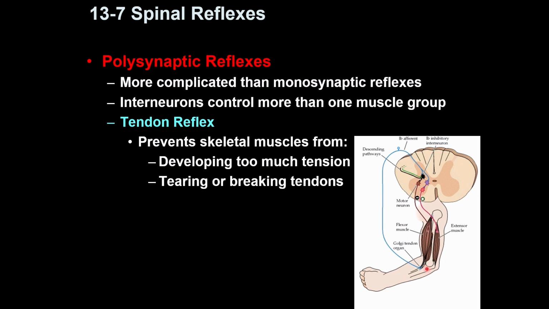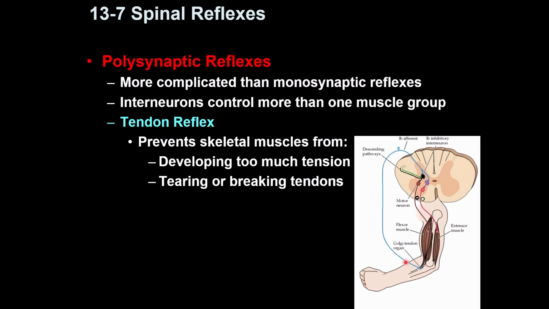So here is the tendon. A tendon is an area where a muscle connects to the bone. So when you are contracting a muscle, you are putting a lot of pressure on the tendon. If there is too much pressure on the tendon, then a reflex is activated. For example, you are lifting something that is very, very heavy.